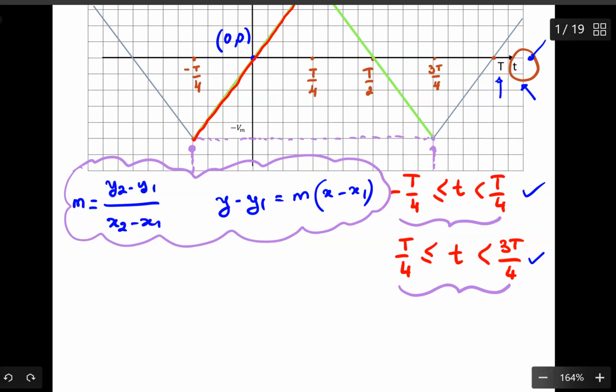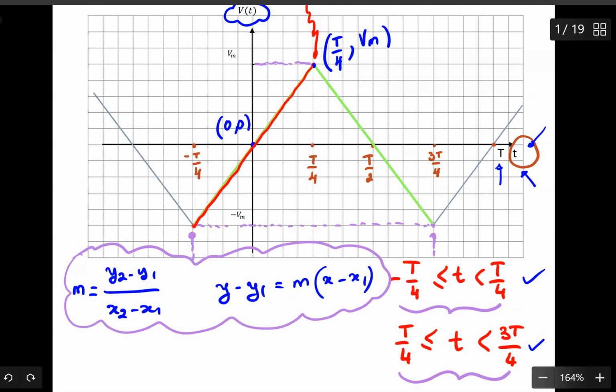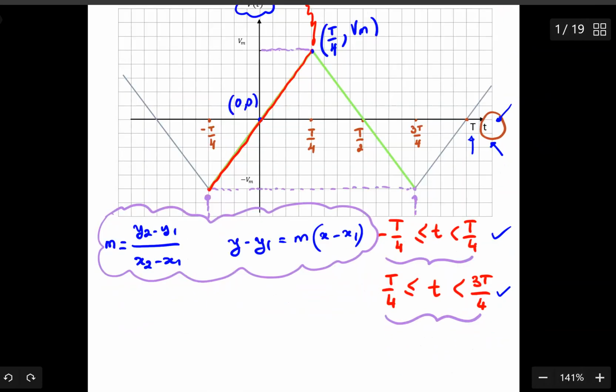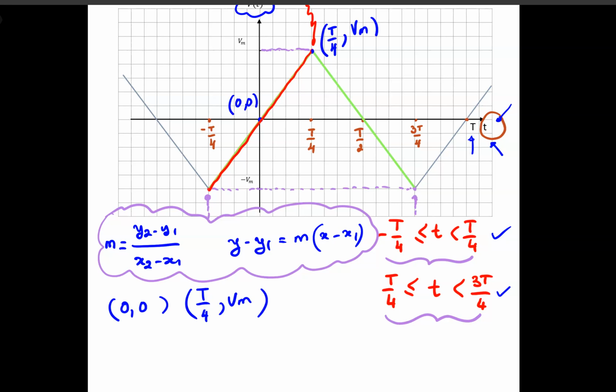So I'm using those 2 points, so I will identify that. Okay, so I will write it as (0, 0), and then (T/4, Vmax). So I identify this one as my x1, y1. Here will be my x2, y2.